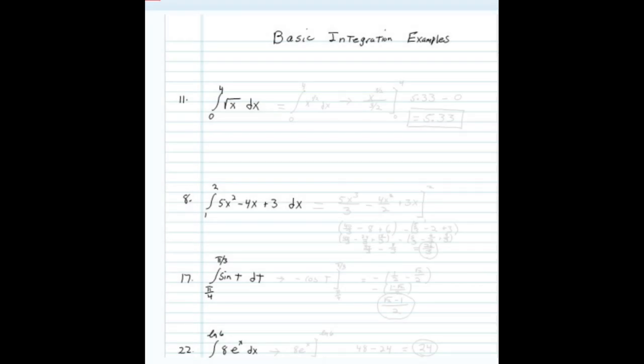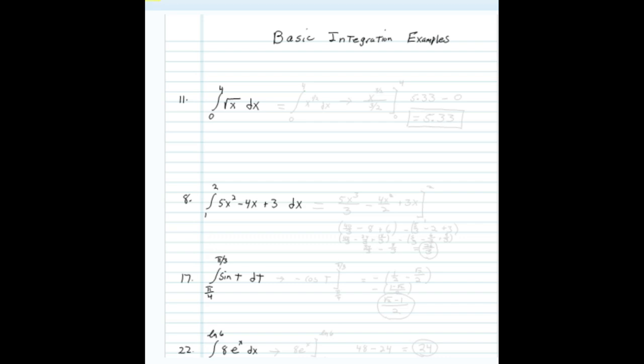Okay everyone, so here we're going to work through some basic integration examples just to get us used to the idea of working with integrals. And in all of these examples, these are definite integrals, so they have limits. So the first one that we have here is square root of x dx, and we're taking its integral from 0 to 4.